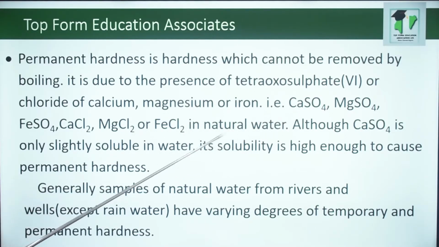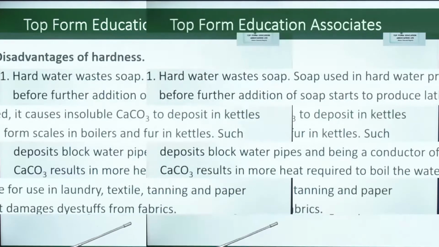Although calcium sulfate is only slightly soluble in water, its solubility is high enough to cause permanent hardness. Generally, samples of natural water from rivers and wells, except rainwater, have varying degrees of temporary and permanent hardness.